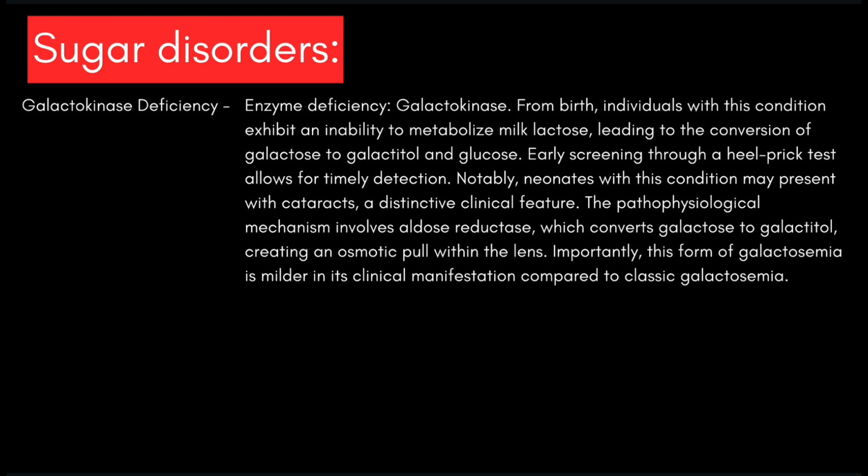We're going to open up with galactokinase deficiency. The main enzyme deficiency in here is with galactokinase. From birth, individuals with this condition exhibit an inability to metabolize milk lactose, leading to the conversion of galactose to galactitol and glucose. Early screening through a heel prick test allows for a timely detection. Notably, neonates with this condition may present with cataracts, a distinctive clinical feature. The pathophysiological mechanism involves aldose reductase, which converts galactose to galactitol, creating an osmotic pull within the lens. Importantly, this form of galactosemia is milder in its clinical manifestation compared to classic galactosemia.